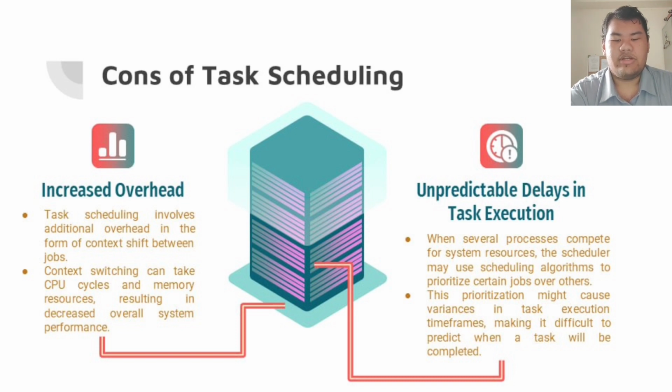Overall, task scheduling is an important component of system performance. Well-designed scheduling algorithms can optimize resource utilization, increase responsiveness, assure fairness, and maximize system throughput.